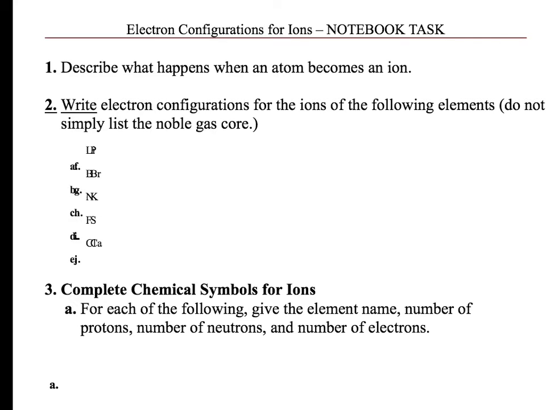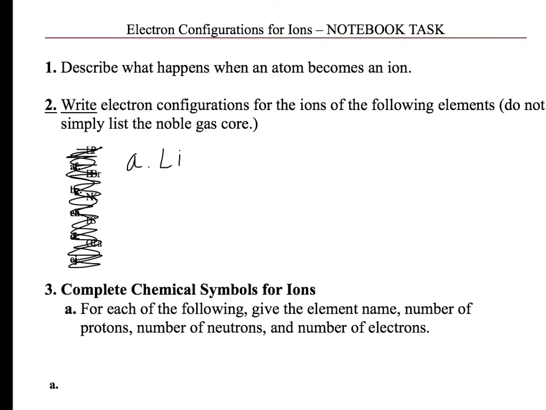For number 2 in the notebook task, it asks you to write electron configurations for the ions of the following elements. Don't use the noble gas configuration, write the full electron configuration. So we're going to do the first 2 together as an example, just so that it can get you started. And I know that these didn't come across very well, so we're going to ignore these. And I will just rewrite them. Your first example is lithium.